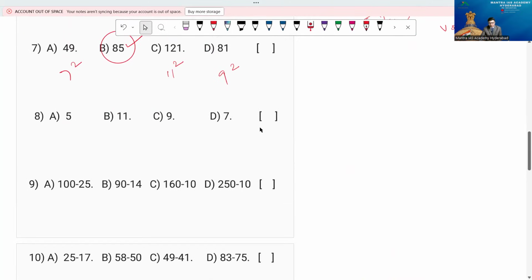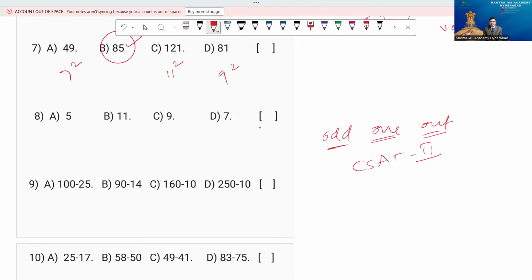Then the topic is odd one out. One is different, that's it. So it is not only for CSAT, of course, any central government examination. If you are going to write the CDS exam, same thing, the topic is very important, right? You can say Provident Fund, that's also the same thing. And SSC CGL, any examination, the style is the same.